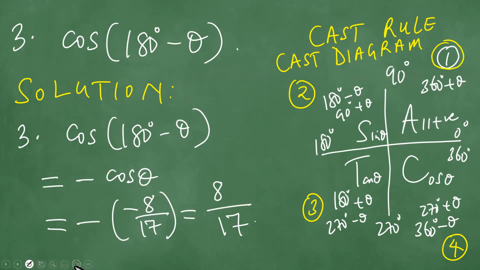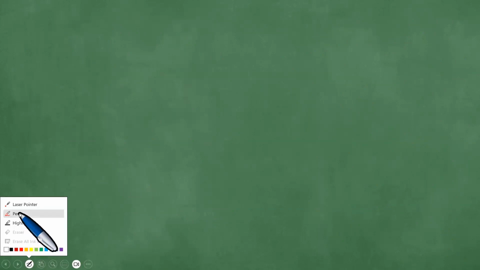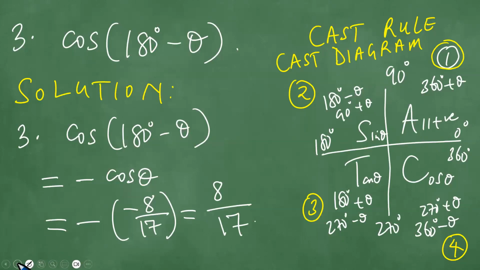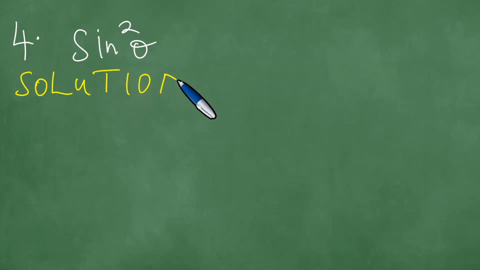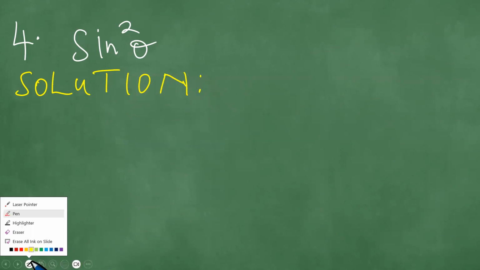Next question, Tando. The next question is question 4, part 4. Now we need to find the sine squared of theta. What is the sine squared of theta?